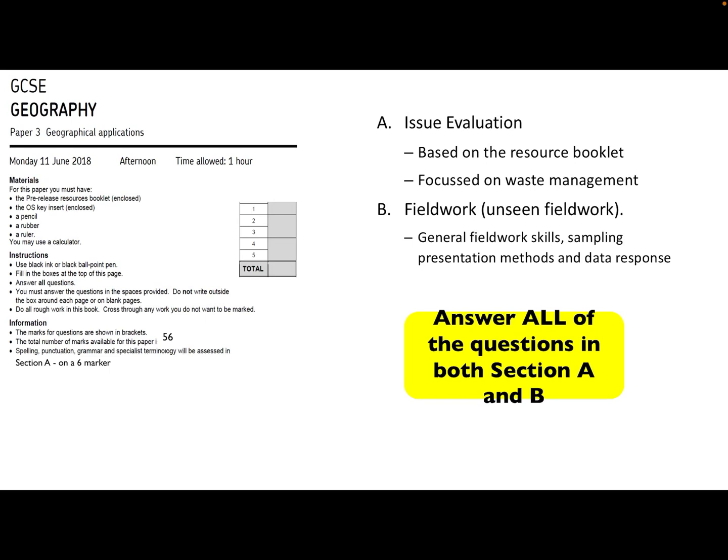Then section B, that's all about fieldwork. And although we've not really done any fieldwork at GCSE, you will get some fieldwork questions on sort of made up, unseen fieldwork inquiries. There'll be some questions maybe about sampling or data presentation techniques, maybe a few graphs as well. So again, about half an hour to spend on that.